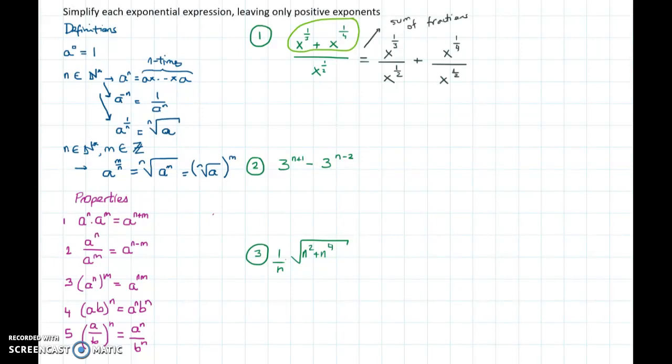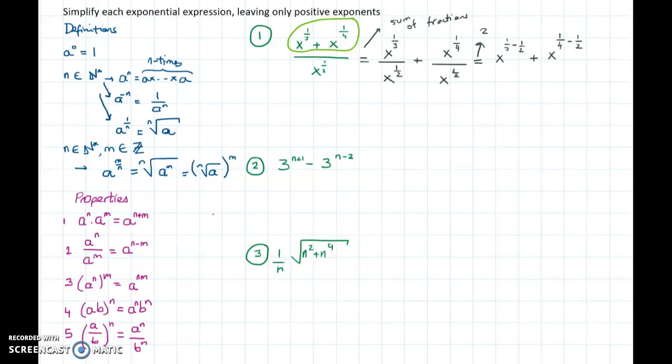Okay, so what do we do with that? Now we do have property number 2 that tells us what to do when we have a quotient of exponentials with the same base. So here we have x to the power of 1 over 3 minus 1 over 2, plus x to the power of 1 over 4 minus 1 over 2.